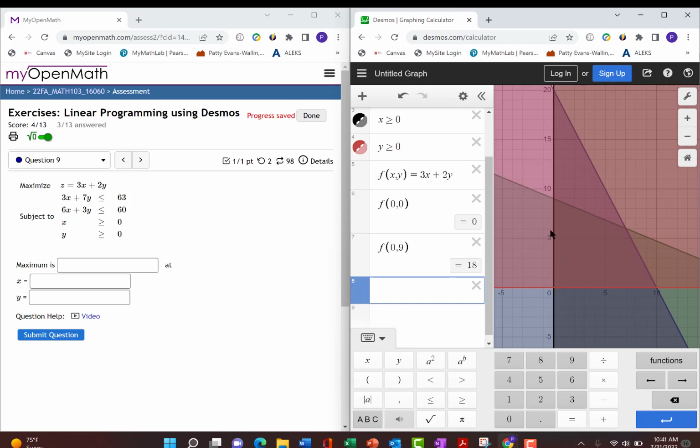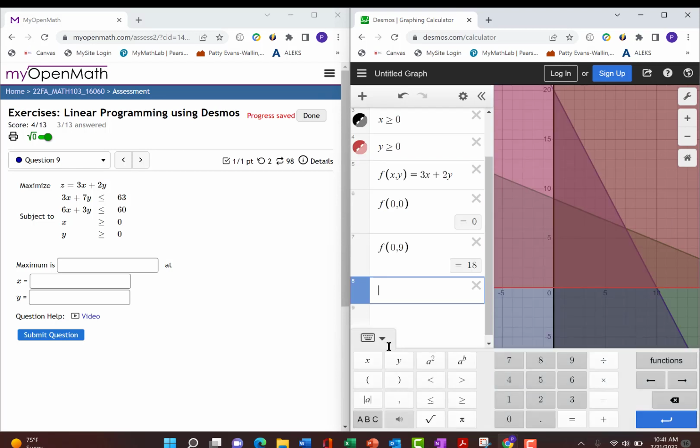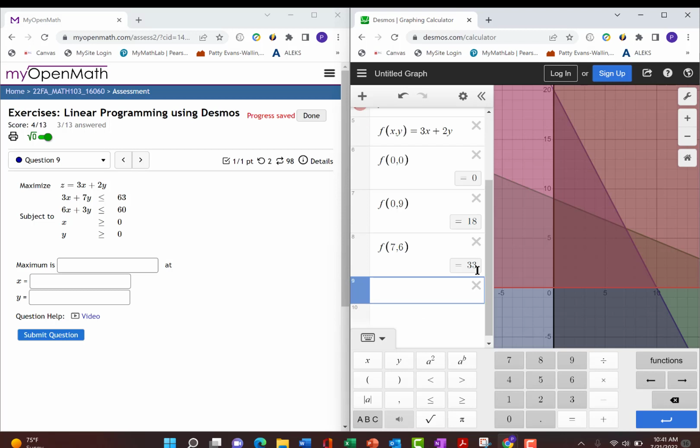I now need to do this for the next corner point. So let's do this one here. When I click on it, it's 7, 6. So I come to line 8 and I do f of 7, 6. I hit enter, and it tells me the value is 33, because 7 times 3 is 21, and 2 times 6 is 12, which adds to 33.